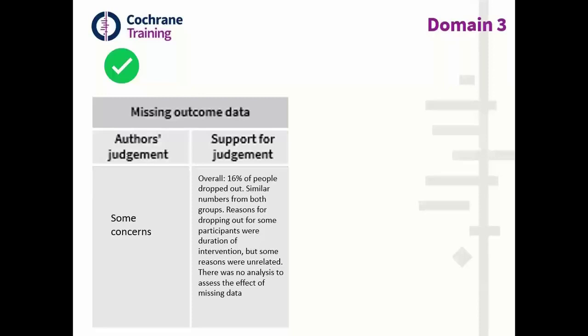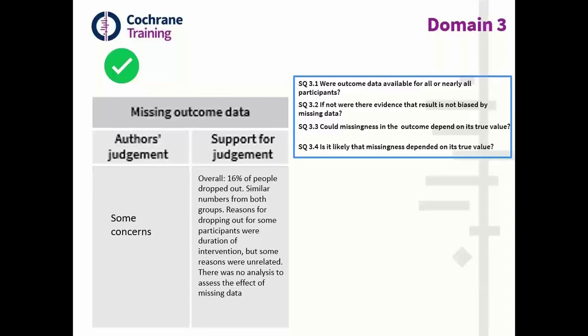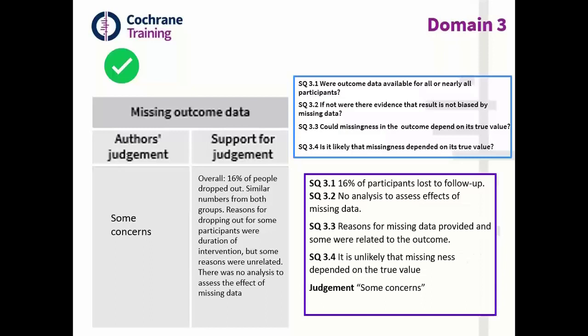Instead of this answer, we'd like authors to provide an answer again to the responses for all of the signalling questions, which ask us to say how much missing data is there, did the trialists assess the effect of missing data, and could missingness depend on its true value, and do you as reviewers think that missingness depended on its true value?